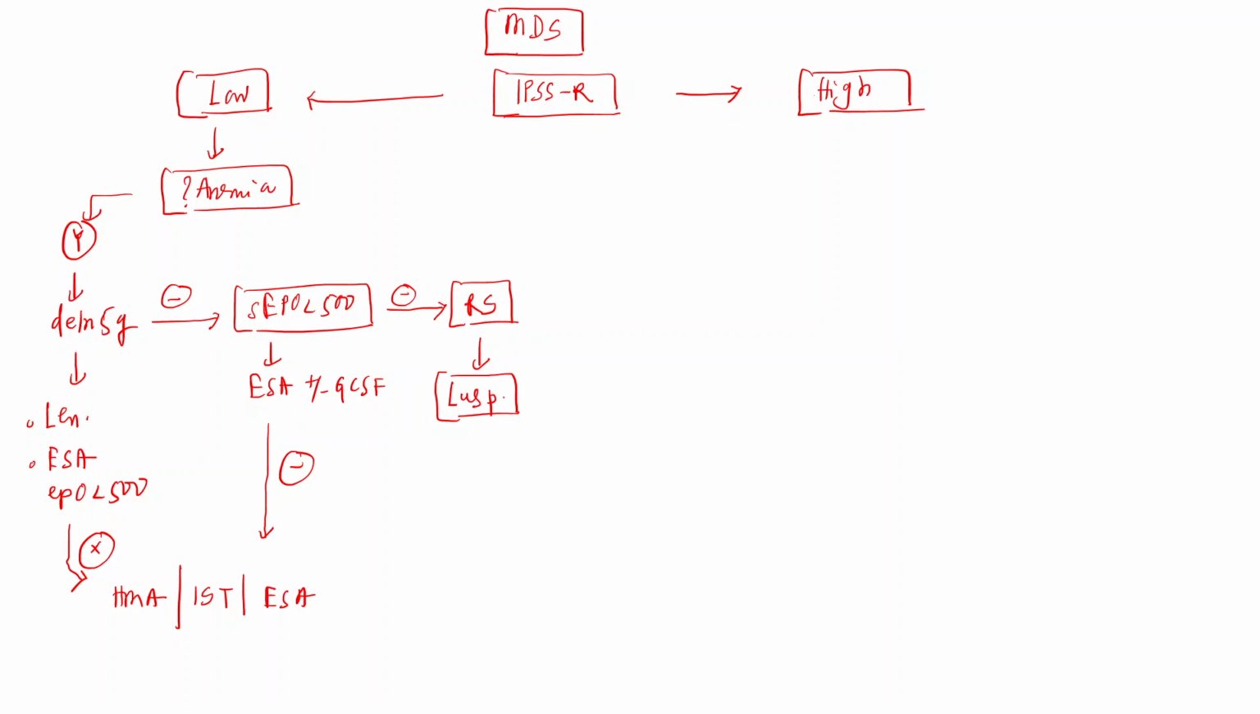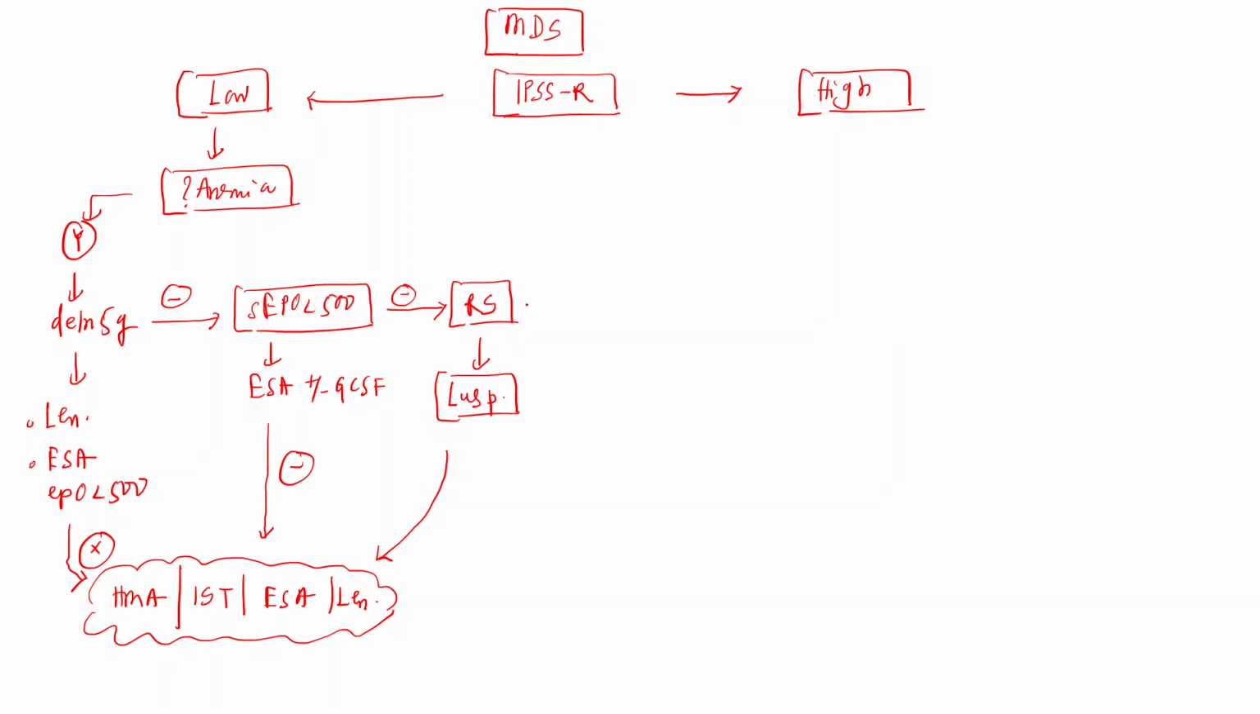And also if the patient has EPO of less than 500 and still has ring sideroblast, you can also give luspatercept. If it is failing, again you can give HMA, immunosuppressive therapy, trial of ESA, or even trial of LEN. So these are the other options if the patient doesn't respond to these first line drugs. If deletion 5q is there, if the patient is low risk and has deletion 5q, give LEN. If EPO is less than 500, give ESA. If there is ring sideroblast, give luspatercept.